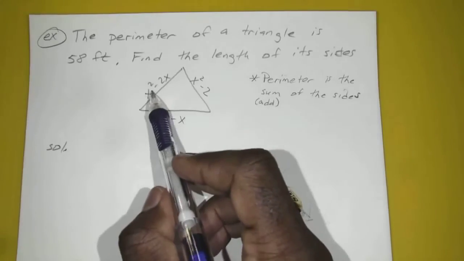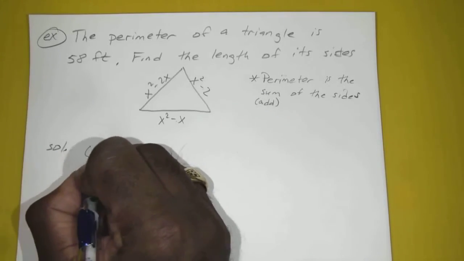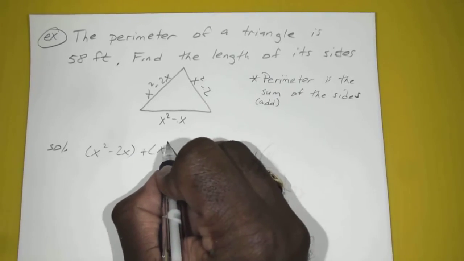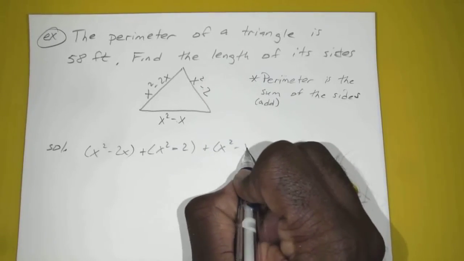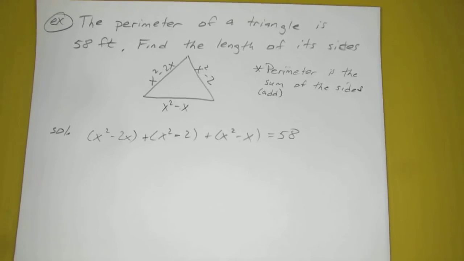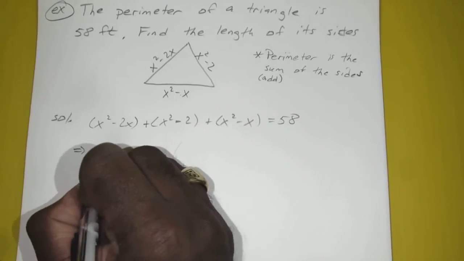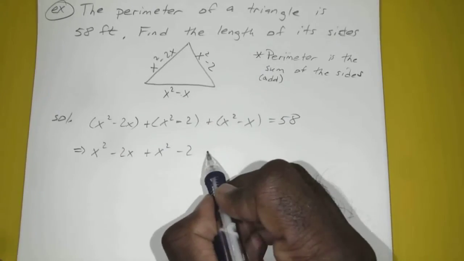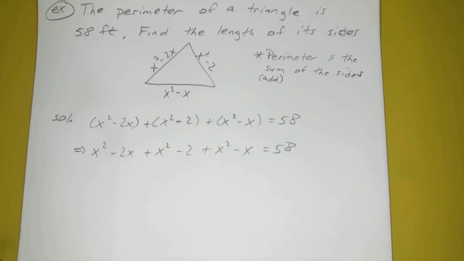Okay. So that means if we're going to add all those sides together, we'll get an answer of 58. That means x squared minus 2x plus x squared minus 2 plus x squared minus x. You add them together, you get 58. Since we're adding them all together, we don't really need the parentheses. So x squared minus 2x plus x squared minus 2 plus x squared minus x equals 58.